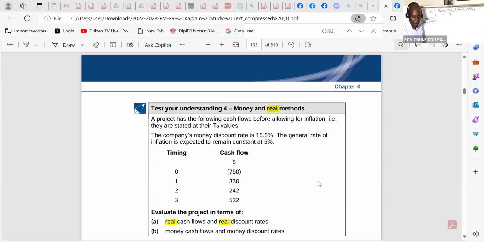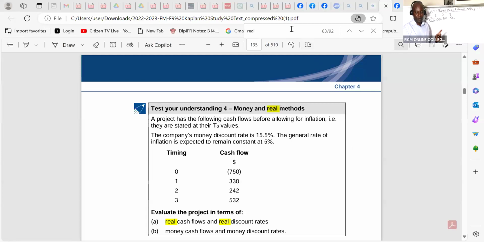Year number 1 without inflation is 330. And year number 2 is what here? Somebody said 242. Year number 2 is 242. Year number 3 is 532. So I would want to discount these future cash flows. Remember, we normally discount future cash flows. To discount these, are you guys able to advise me: am I going to use PVIF or PVFA?